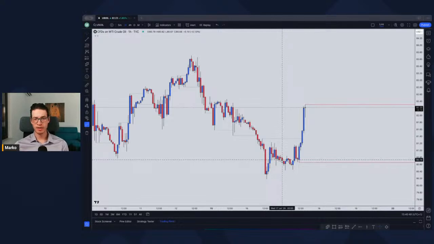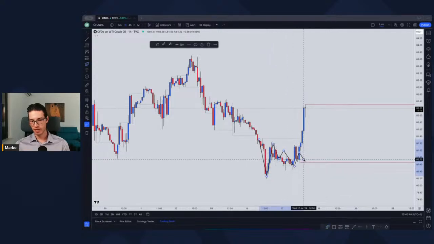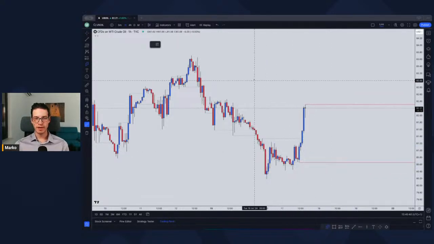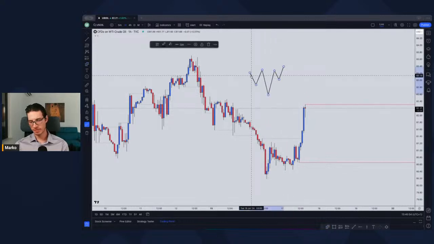Some people call it the cup and handle. This would be the cup. This would be the potential handle. It's also an inverse head and shoulders. You have the left shoulder, head, right shoulder. Again, it's just missing the left shoulder, but it's basically the same thing that a lot of traders trade.